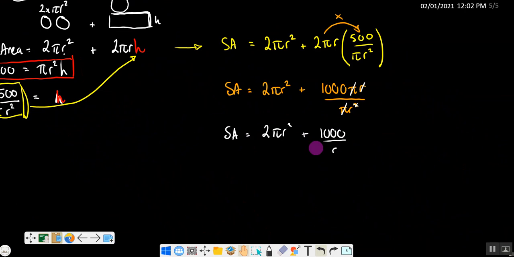There's now a super easy way to do that. What can we do? This is a differential calculus topic, but it's not always necessary for a question like this to use differential calculus. But if it says find the minimum, what would you do?